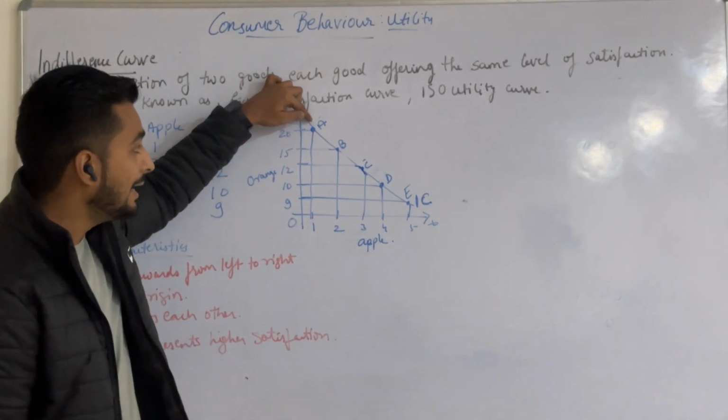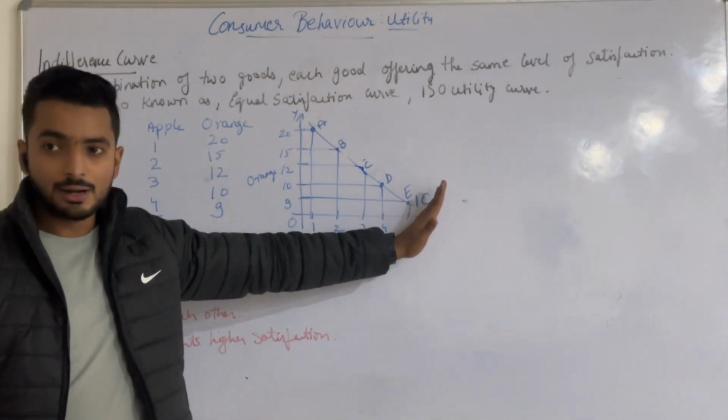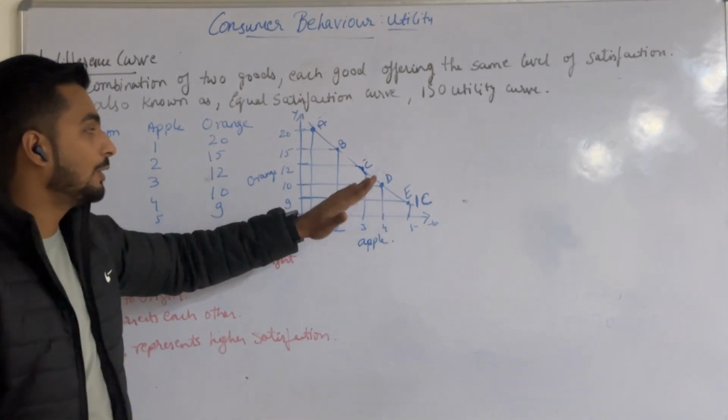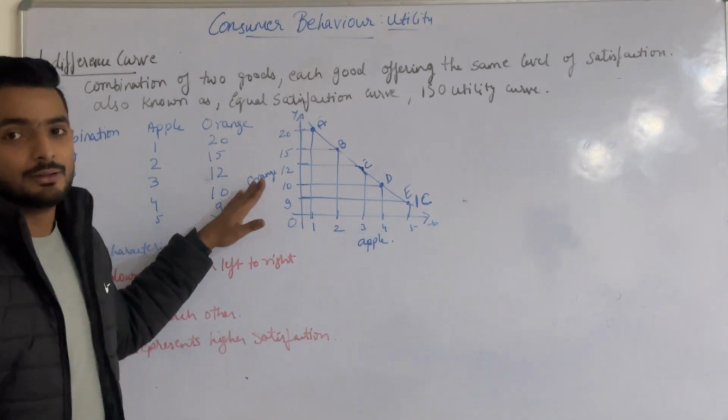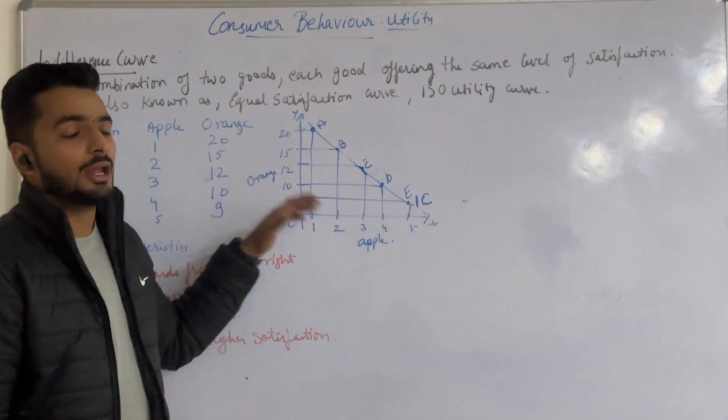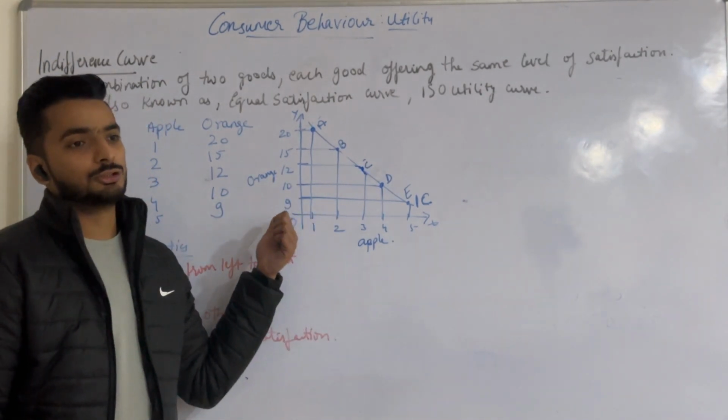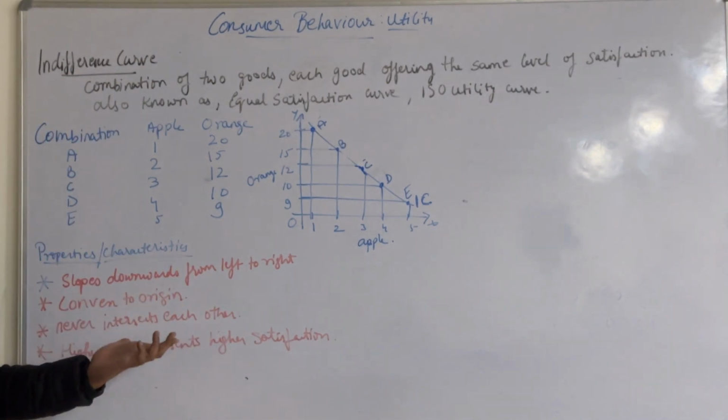That is why it slopes downwards from left to right. Why does it slope downwards from left to right? Because if you are consuming more of apple, you have to consume less of oranges, or if you are consuming less of apple, you have to consume more of oranges. Anything you can consume. Okay.